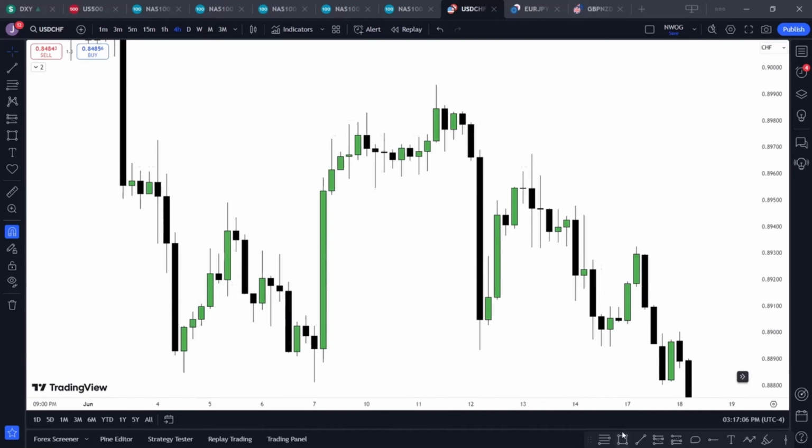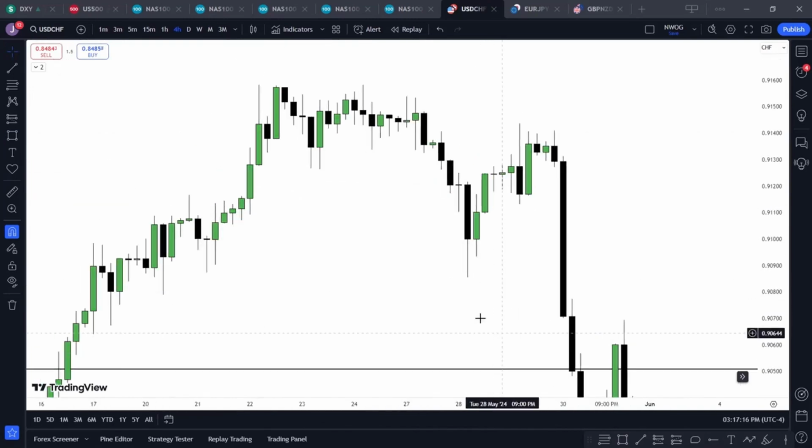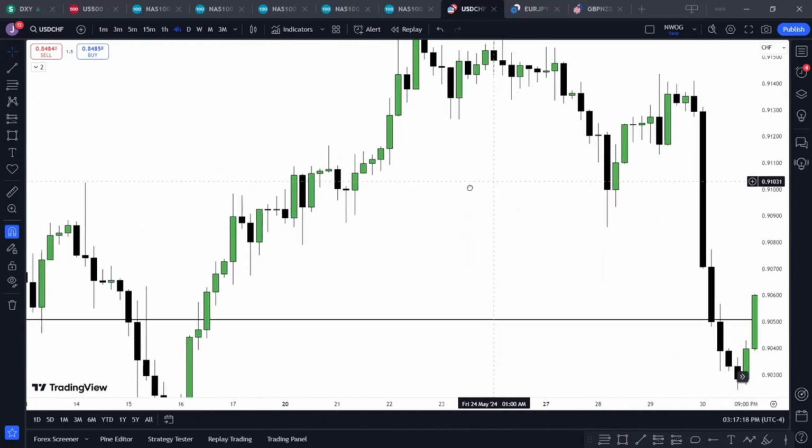So there's a lot. Let me just draw it out here. So you can see how market returned back to it, then rallied downwards. Very, very easy to identify. Let's see if we can get on that one. Where do you see there's a run on liquidity?